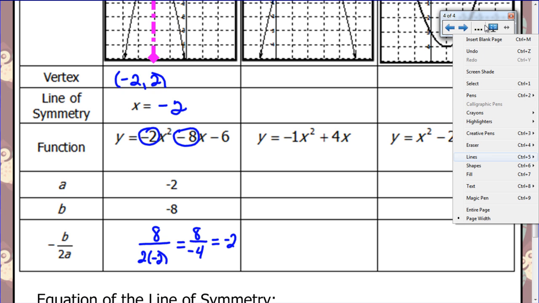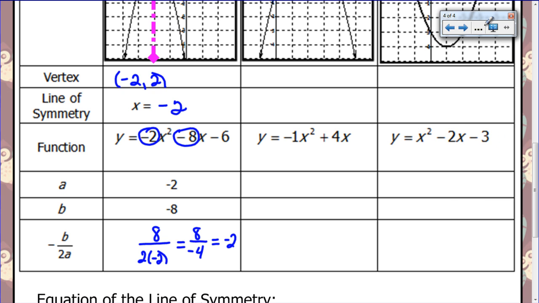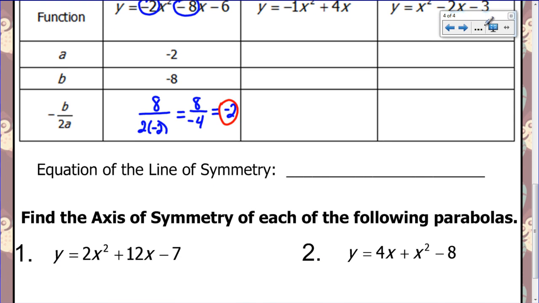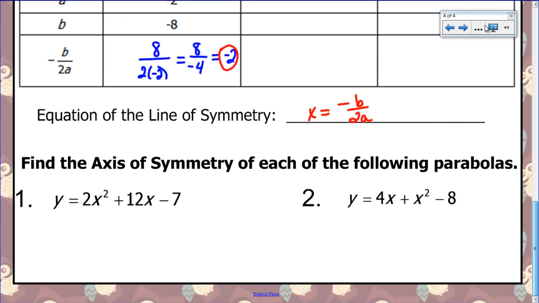Hopefully, now you notice that this is the same thing as this. That's because my line of symmetry is always the x value of my vertex, but if I don't have a picture to find my line of symmetry, I use this formula. So the equation for the line of symmetry is x equals, it's always x equals. Your line of symmetry will not be any other form. It will be x equals the opposite of b over 2 times a. So if you have your quadratic in standard form, you just locate a and b and then you plug them in.